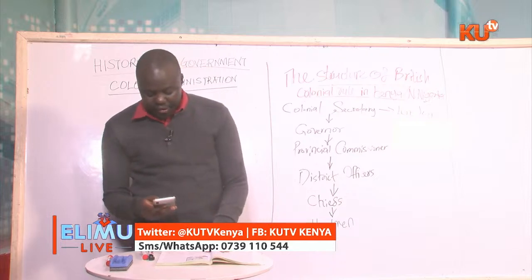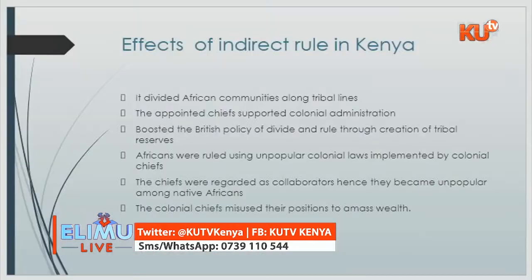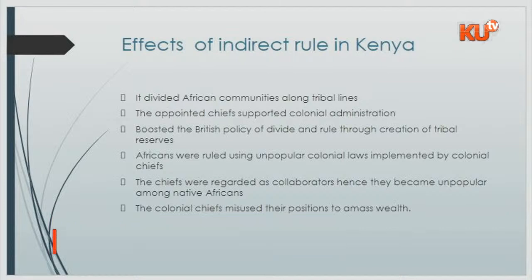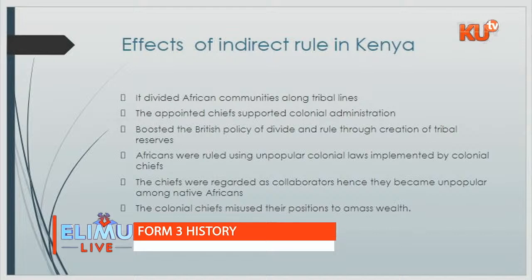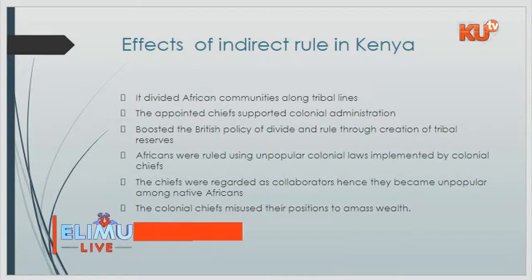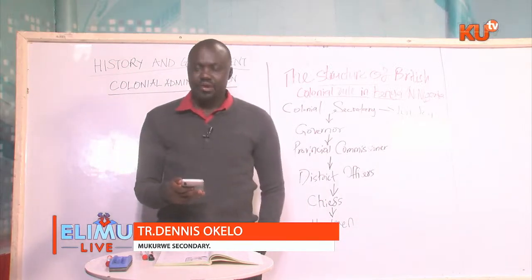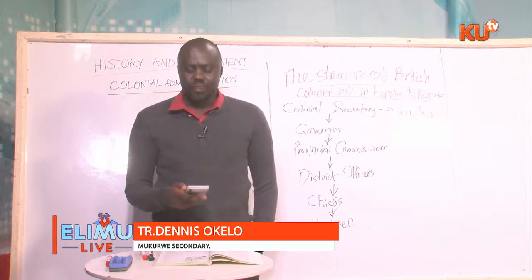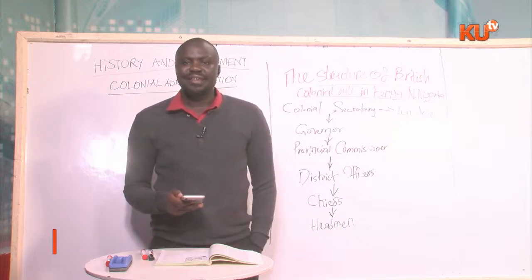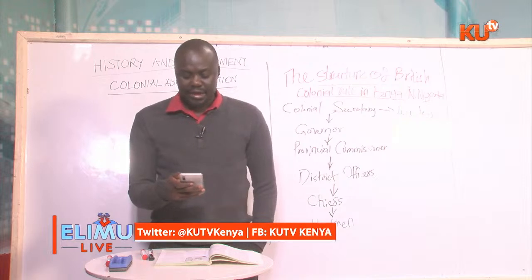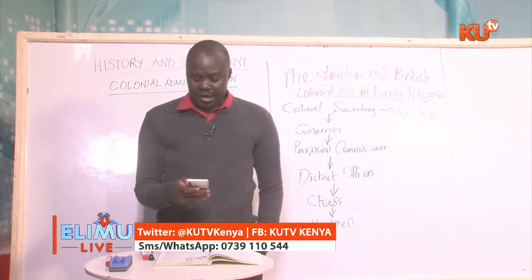Then number 2, the appointed chiefs supported colonial administration. Now, when the appointed chiefs supported the colonial administration, it meant that some of them were treated as traitors. So you'll find that in the later uprisings, during the nationalism of Kenyan communities, they were seen as traitors because they were like in bed with the colonial government.